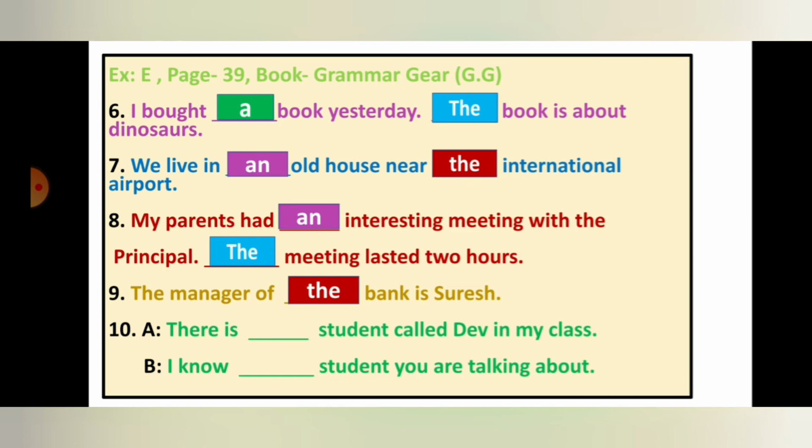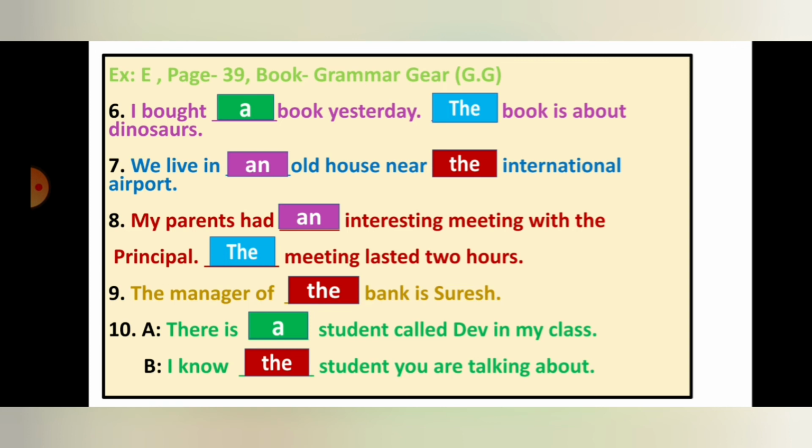Then number 10. There is dash student called Dev in my class. So there is how many students? We cannot use here numbers. So we have to use article, and before student we cannot use an. Okay, so there is a student in my class. Then sentence number 2 is I know that student you are talking about. Now we will use I know a student you are talking about. No, we are talking about the same student. So I know the student you are talking about.